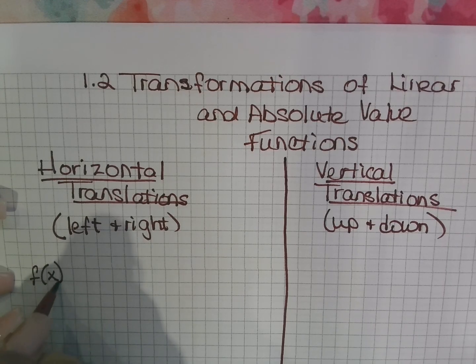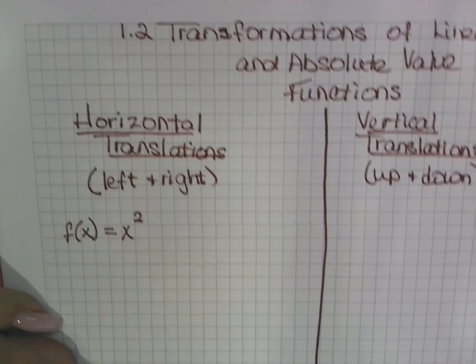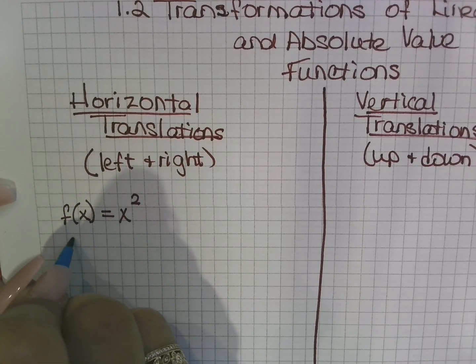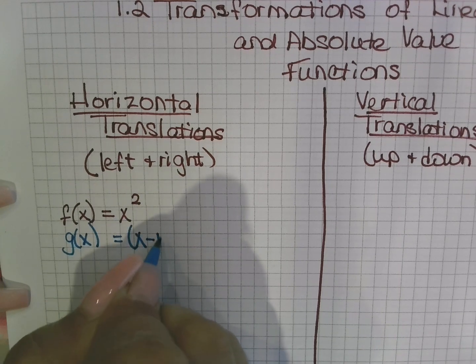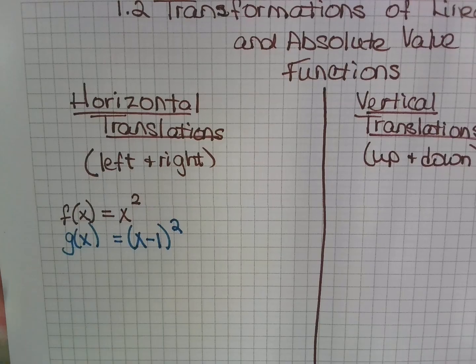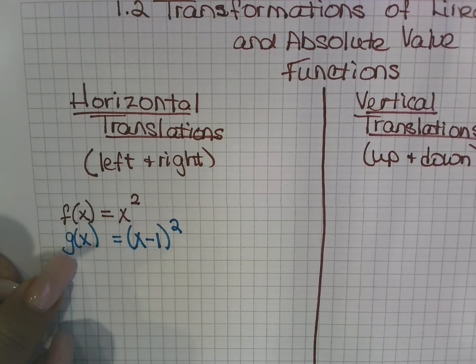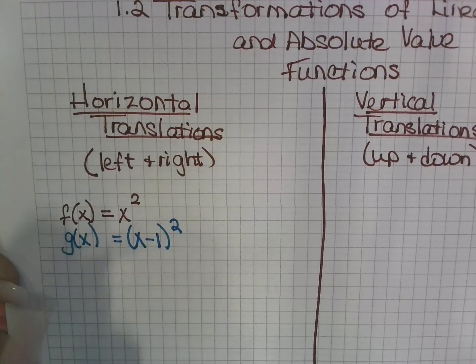The parent function of the quadratic is f of x equals x squared. And the transformed function is going to be g of x, and it is going to be x minus 1 squared. Okay? So I'm going to graph both of these. I'm going to graph the parent first, and then I'm going to graph the transformed function, and then we're going to figure out what in fact was the transformation, or in this case, what was the translation? Was it to the left or was it to the right?